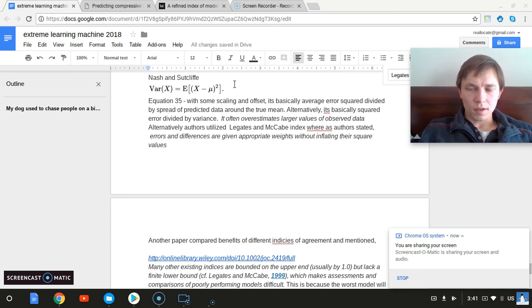So there's an index of agreement to look at models called the Nash and Sutcliffe index, and it's basically with some scaling and offset. It's basically average error squared divided by spread of predicted data around the true mean.